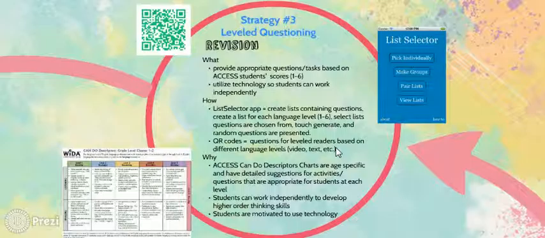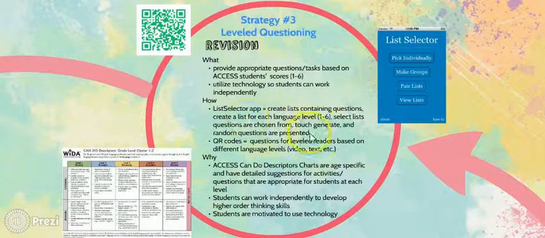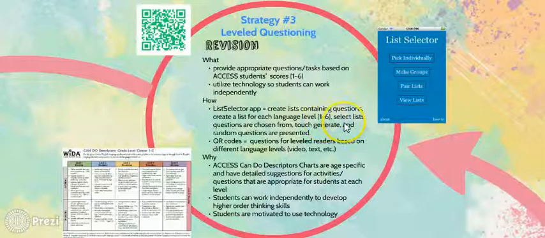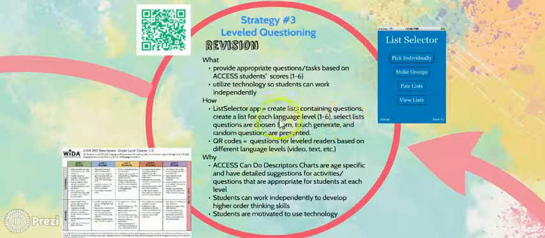This is my updated revision of leveled questioning. So we want to provide appropriate questions and tasks based on Access student scores. We can utilize technology so students can work independently. One technology we can incorporate is the List Selector app. You can create lists containing questions. Create a list for each language level, 1 through 6 in our case. Select lists that questions are chosen from. You can touch to generate, and random questions are presented.